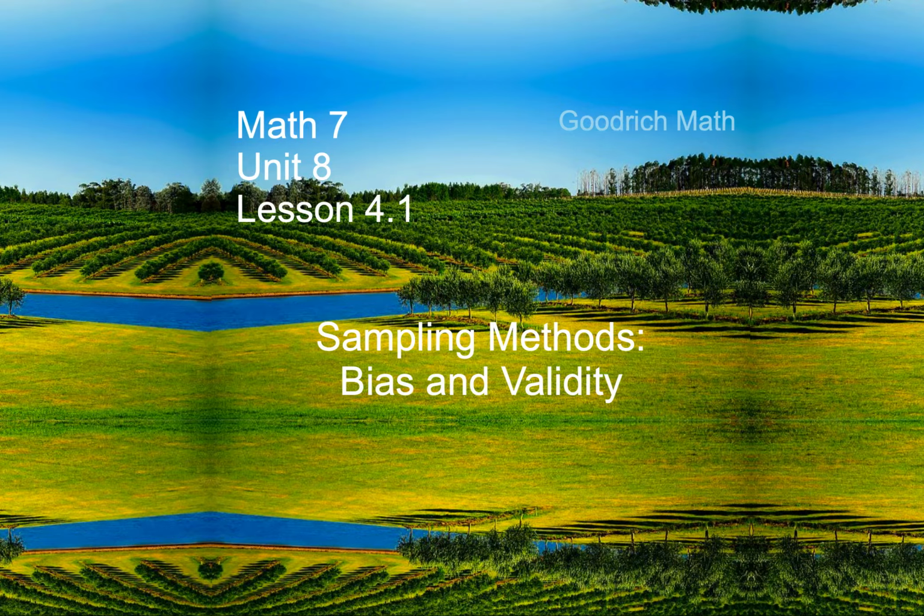Math 7 Unit 8, Lesson 4.1, or 4, Part 1. We'll be going over sampling methods and talk about what bias and validity are in this video. The next video we'll be going over a bunch of examples.